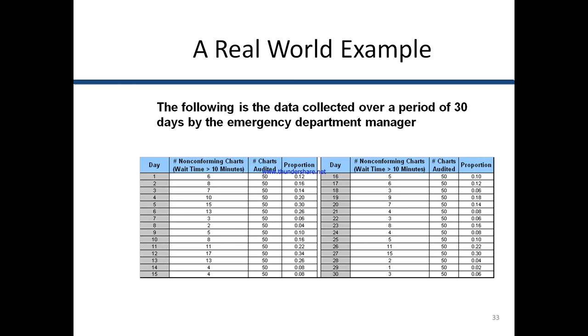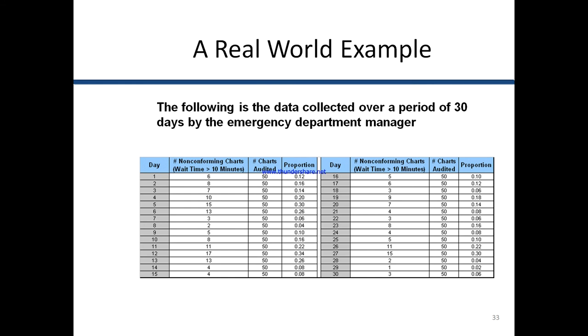So here this is the data set. We have selected 30 data points, right? We have collected information from 30 days. If you take the first day, we are collecting information of 50 patients. In day one, the number of non-conforming charts is equal to 6. That is, 6 patients have been waiting more than 10 minutes in day one among 50 patients. Likewise, if you take day 9, there are 5 patients who have been waiting more than 10 minutes among 50 patients.